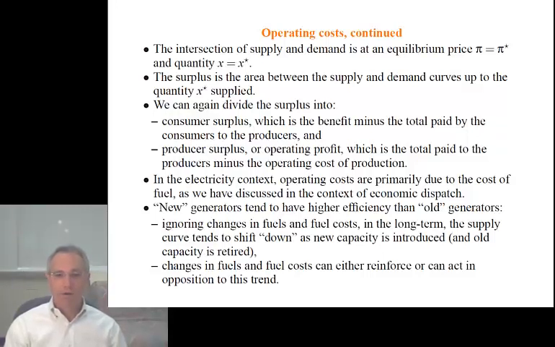In electricity, operating costs are primarily due to the cost of fuel, and we've already discussed that in the context of economic dispatch. As a general rule, new generators of a particular type of technology tend to have higher efficiency than old generators. So if we ignore changes in fuels and fuel costs, in the long term, the supply curve tends to shift down to lower prices as new capacity is introduced and occasionally old capacity is retired. Of course, changes in fuels and in fuel costs could either reinforce that effect or they could act in opposition.